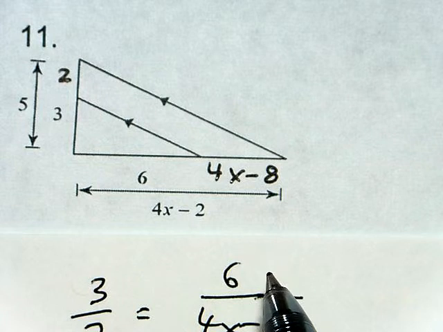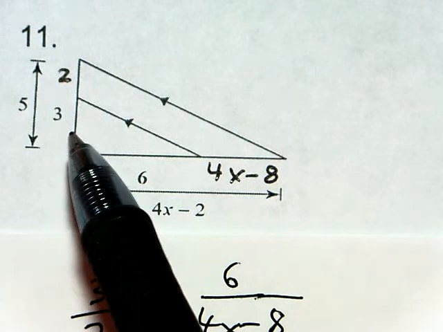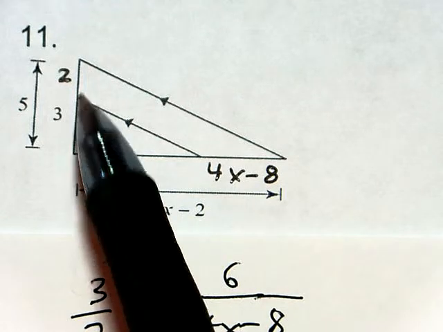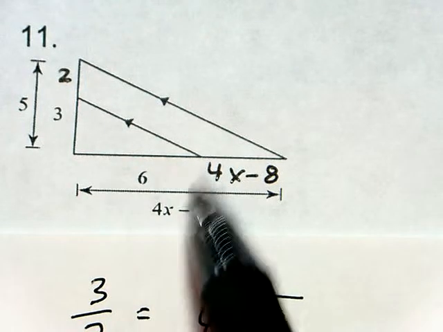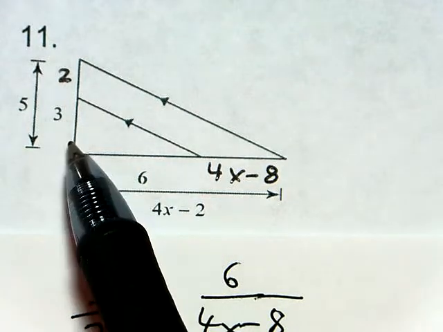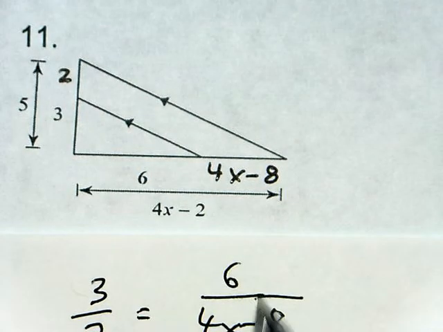Notice we've got to make sure we have our directions correct. In other words, this is to this as this is to this. Don't accidentally mix them up and put the wrong side orders. So we're going from 3 to 2 and then 6 to 4x minus 8. Let's go ahead and solve this equation.